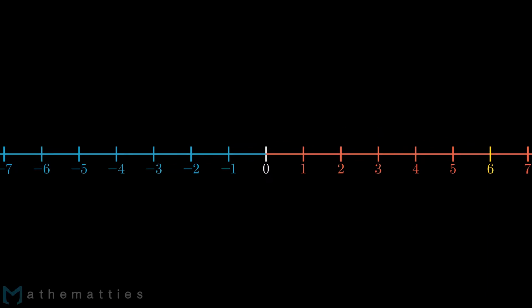Now let's look at multiplication. To get to 6 you could take one step of size 6, so 1 times 6. Or you can take two steps of size 3. Or maybe 3 steps of size 2. And finally 6 steps of size 1.